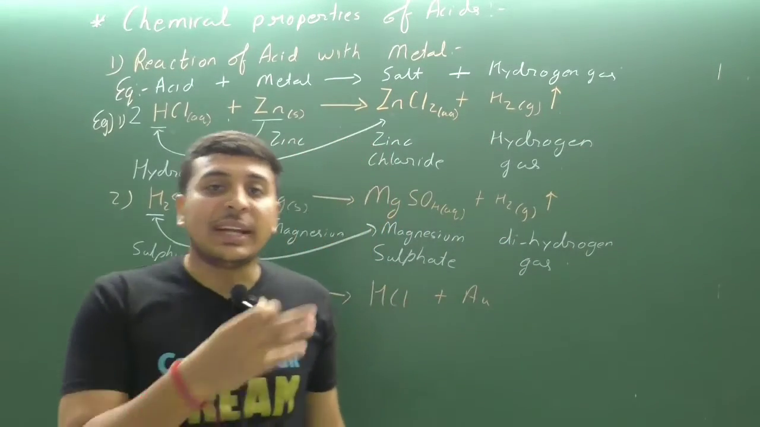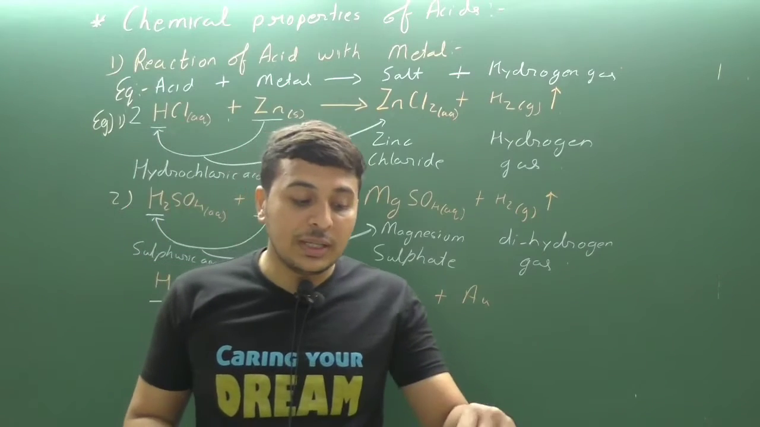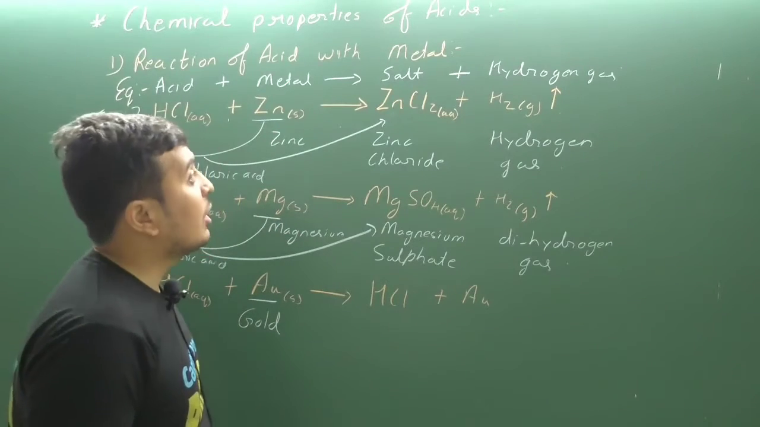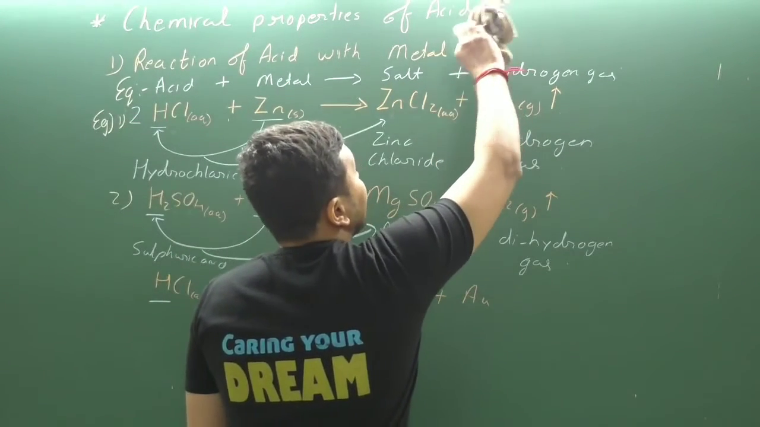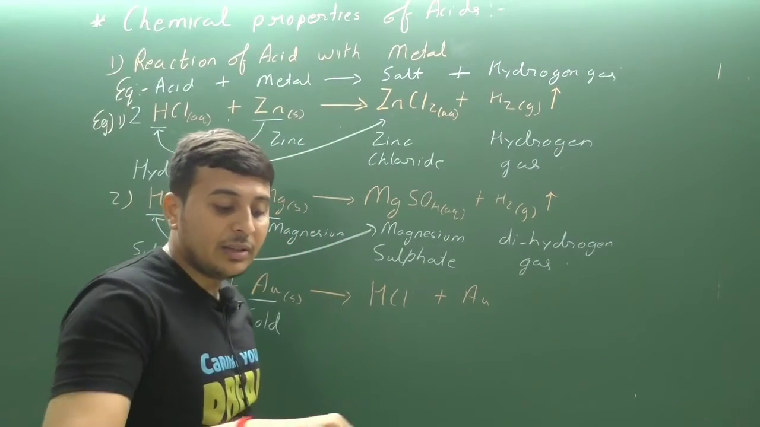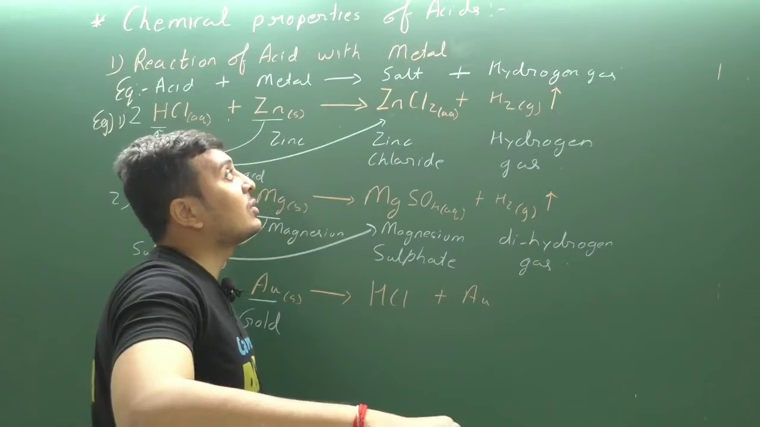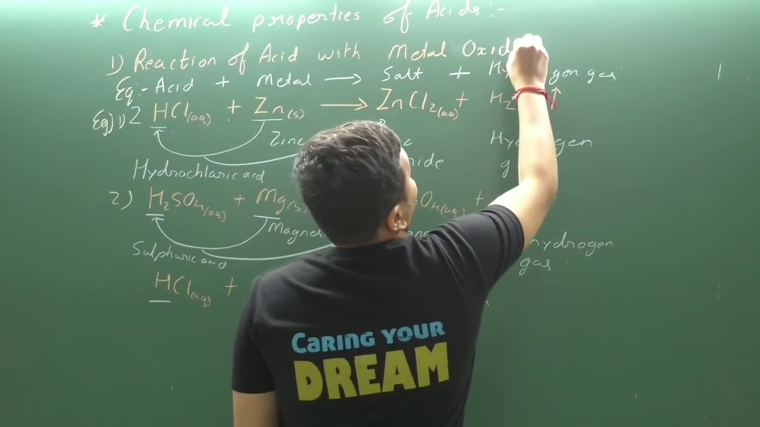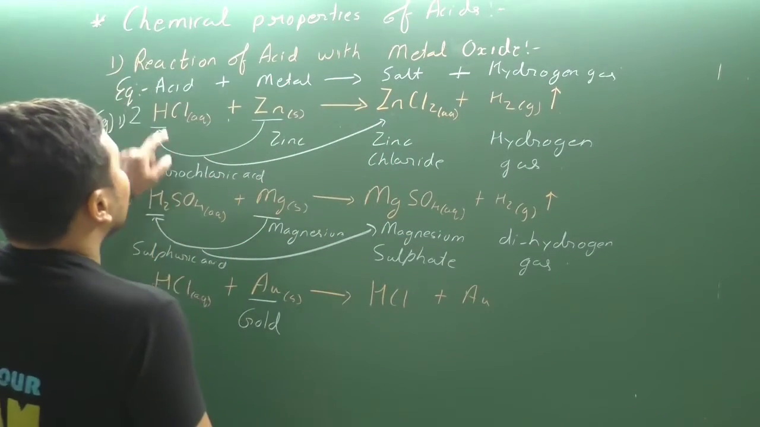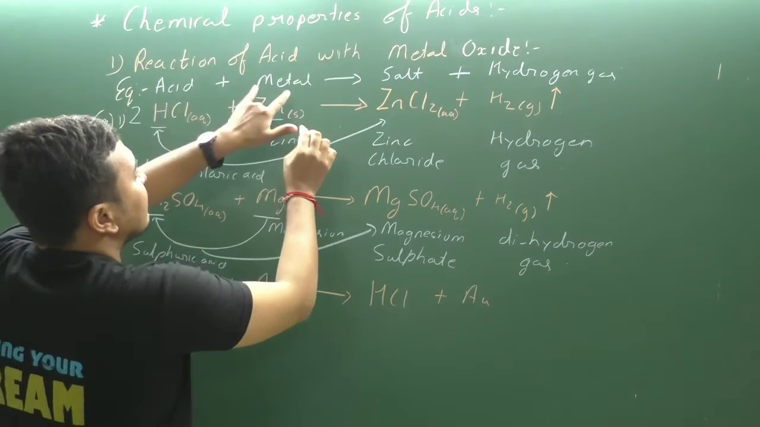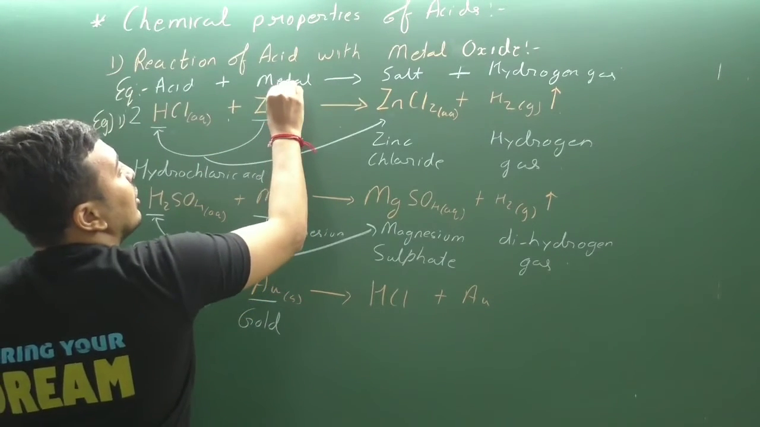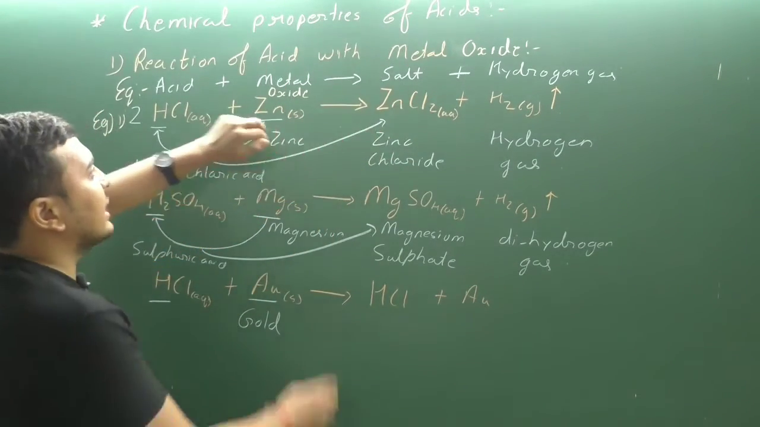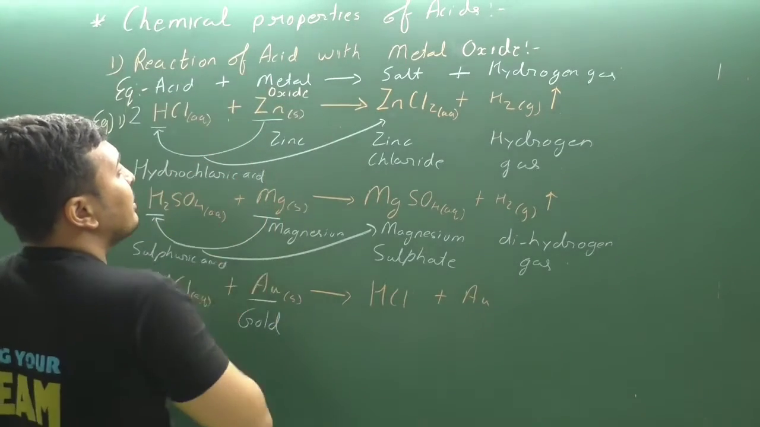Now moving on to the second property of acid. What is the second property of acid? Reaction of acid not with metal but with metal oxide. Instead of metal, it will be metal oxide. See, it is quite simple. When acid reacts with metal, it forms salt and hydrogen gas. But when acid reacts with metal oxide, what do we mean by metal oxide?